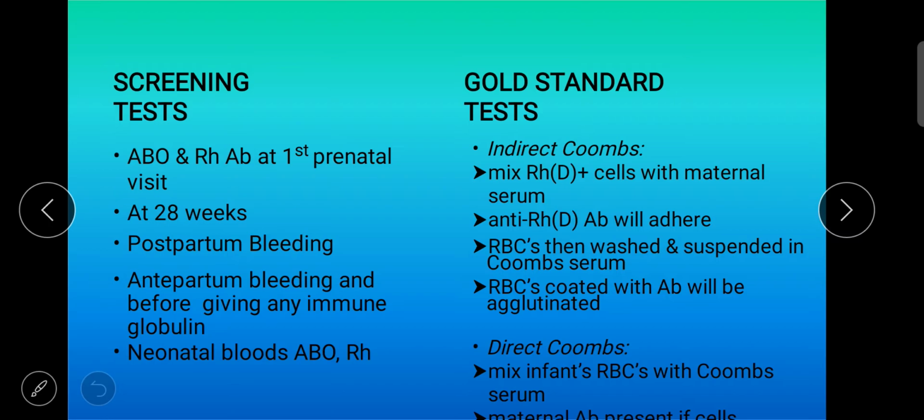Next is screening tests, that is ABO and Rh antibody at the first prenatal visit, meaning when the mother is pregnant or the wife has conceived, the first time only they will go for this test. Then at 28 weeks, after postpartum bleeding, antepartum bleeding, and before giving any immunoglobulin. There is an immunoglobulin which can prevent that Rh incompatibility if it is found early, which can prevent any effect in the baby. Neonatal blood ABO or Rh, or the gold standard tests like indirect Coombs test or direct Coombs test.